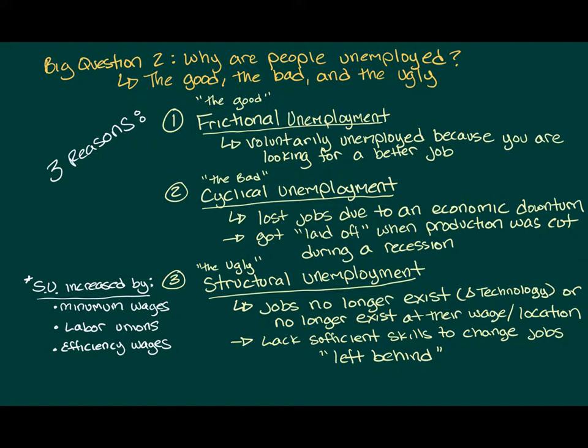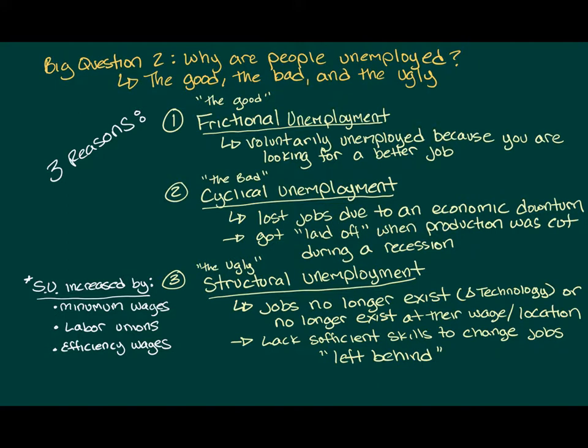Last but not least, we have structural unemployment, which I'm going to call the ugly. Structurally unemployed people fall into a couple of different categories. The primary category of those who find themselves structurally unemployed are people who did a job that pretty much no longer exists. Normally, this is due to technological advancement. But in addition to people who did jobs that don't exist anymore, jobs may also not exist in their location, so the jobs might have moved overseas through globalization, or they may no longer exist at the wage that these people were initially demanding. So these jobs may have gone down substantially and essentially left these people out of the workforce.